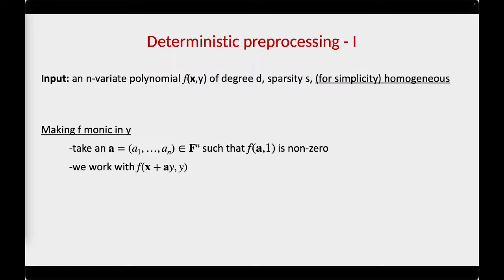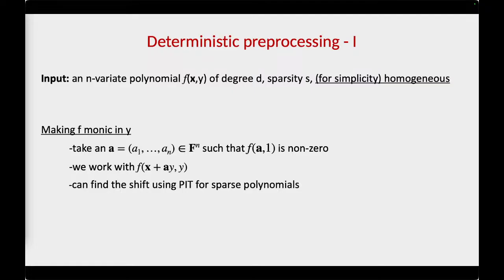And then we won't work with the polynomial f itself. We'll work with the polynomial f of x plus ay comma y. So we'll shift all the variables xi by ai. We'll move xi to xi plus aiy. Great. So how do you find an a such that f of a comma 1 is non-zero? Well, this is where we need PIT for the class of circuits that f lives in. For sparse polynomials, we can do this in deterministic polynomial time.